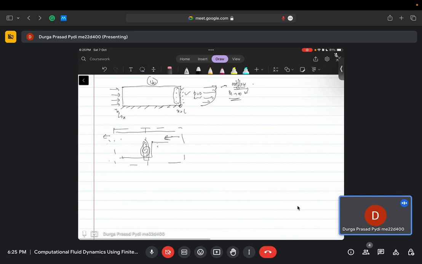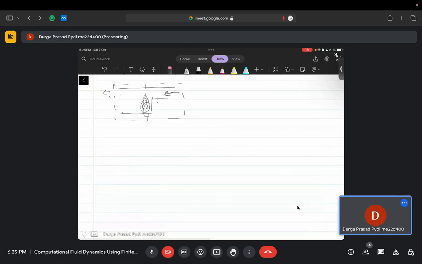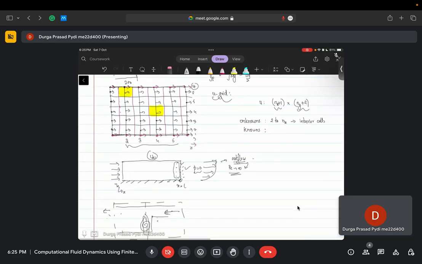So now where are we? This is for the U grid. Now similarly we'll have it for the V grid. For the V grid, instead of nx you will have ny, and instead of ny it will be nx. So it will be ny plus 1 or nx plus 2 times ny plus 1.